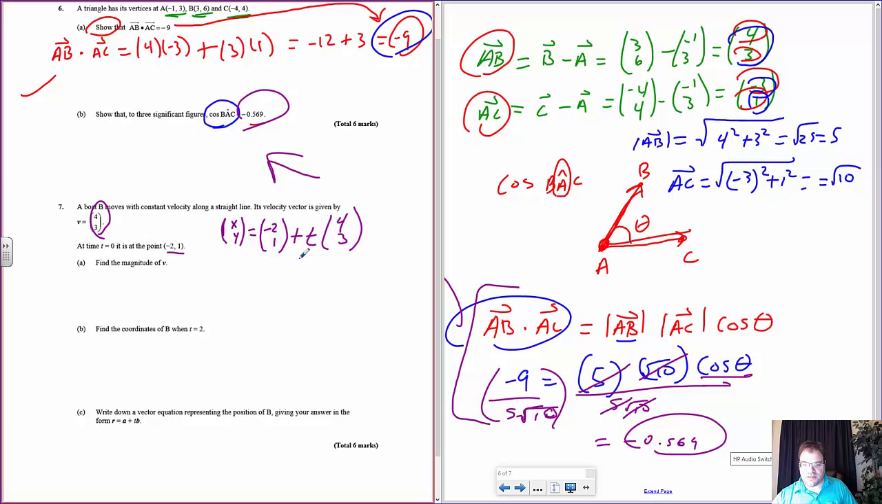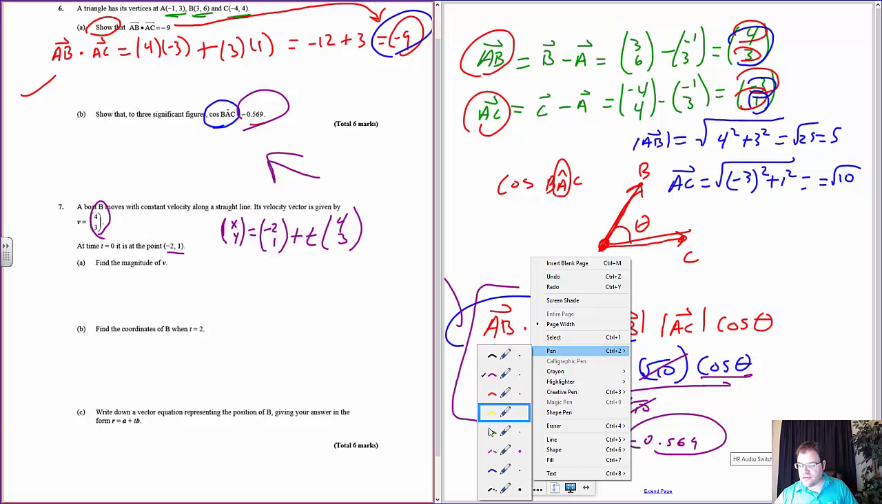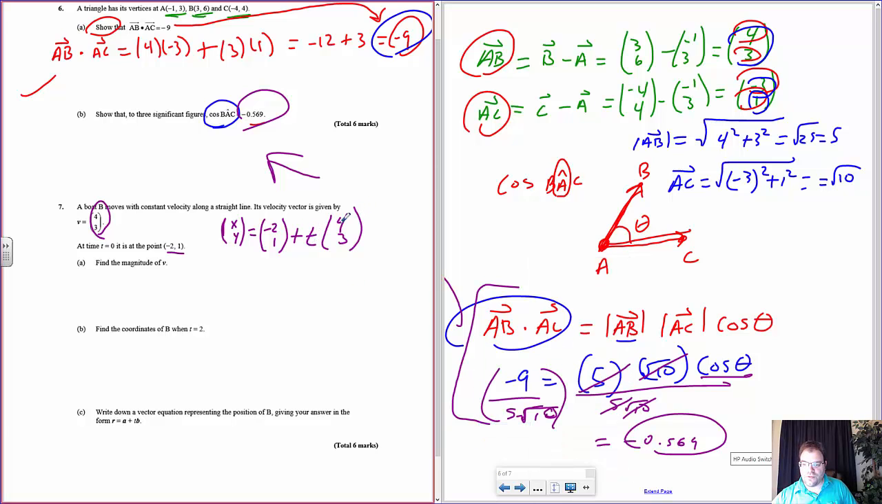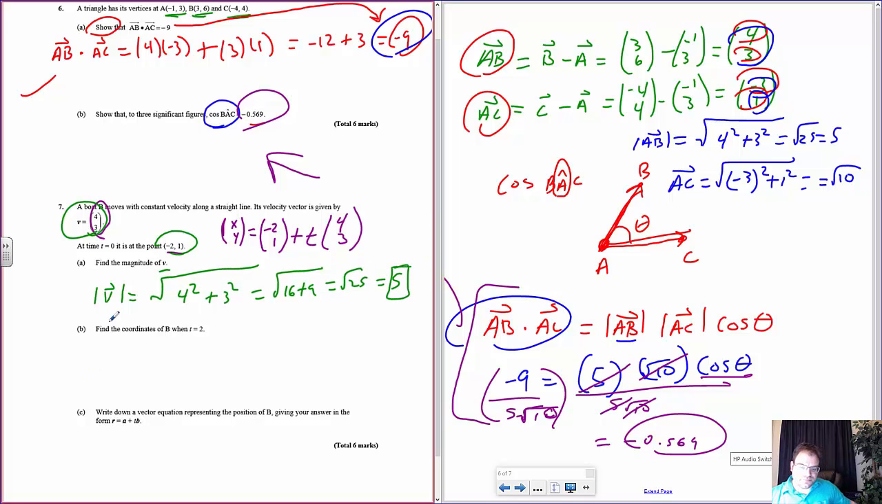So they're telling me at time 0, if t equals 0, in other words, if this is 0, this whole thing is gone right here, which means all that is left is -2, 1. X and y is -2 and 1. That's what they're telling me right here. So that wants me to find the magnitude of v. That's the first thing. This is an easy question, not even relevant to this equation. It's just the magnitude of this. So it's the square root of 4 squared plus 3 squared. That's the square root of 16 and 9, which again is the square root of 25, which again is what? Is 5. That's really easy.